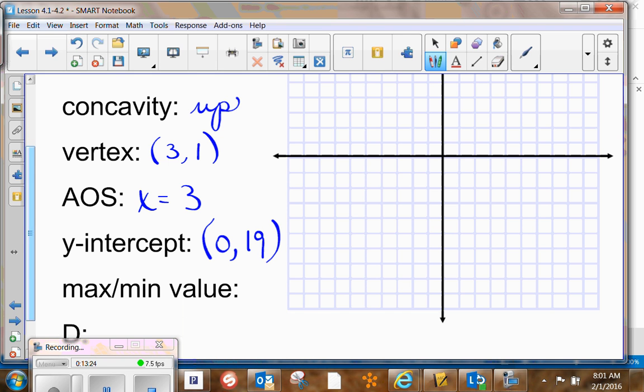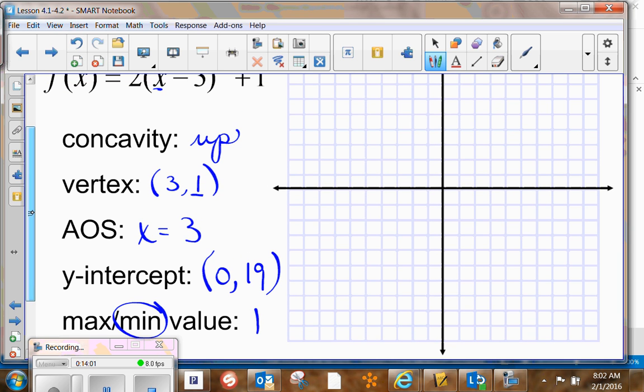And is it going to be a minimum value or a maximum value? If it's opening up, is that vertex going to be a maximum or a minimum? Minimum. So we'll circle minimum. And what's that minimum output going to be? It's the output of your vertex. So this would be a minimum value of 1.